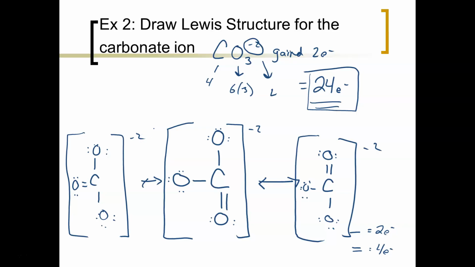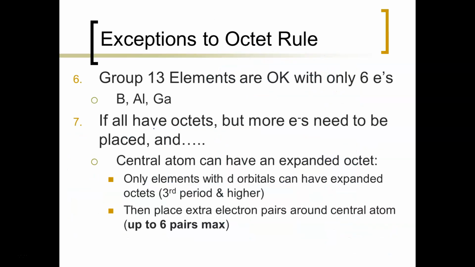So you're going to do a couple practice problems in a minute. Let's go ahead and do one other exception here. Let's look at an exception, I should say. Rules 6 and 7 on your note sheet. You can have different exceptions to the octet rule. So these are important for honors chem to understand. Group 13 elements are okay with only 6 electrons. So boron, aluminum, gallium. You don't really see gallium too often. You mostly see boron and aluminum. So they're okay with 6 electrons.